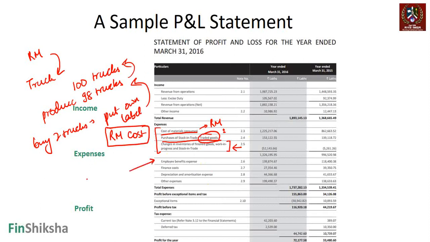Then we have staff cost, basically employee benefits expense, salary, etc. And we have finance cost. These all will come later.